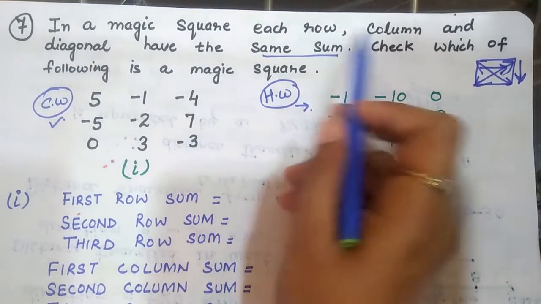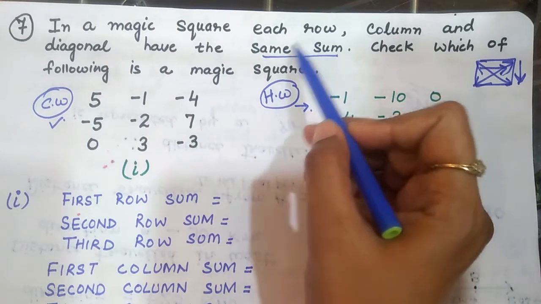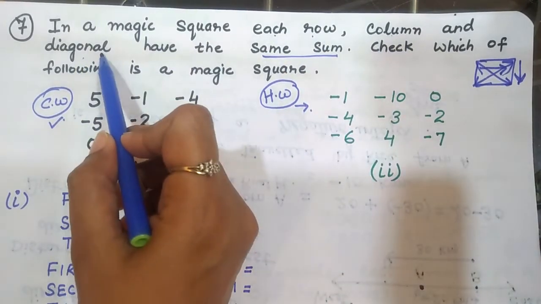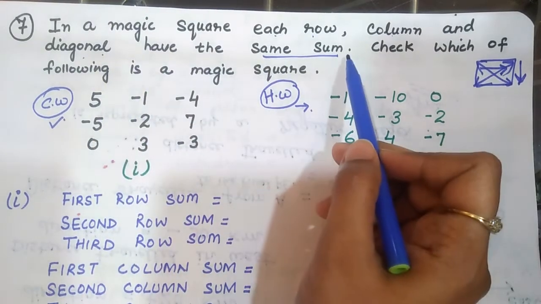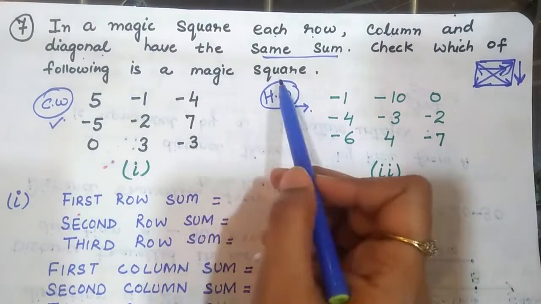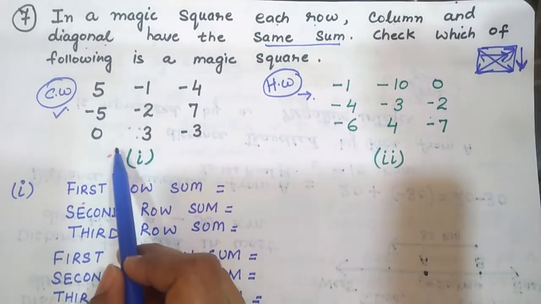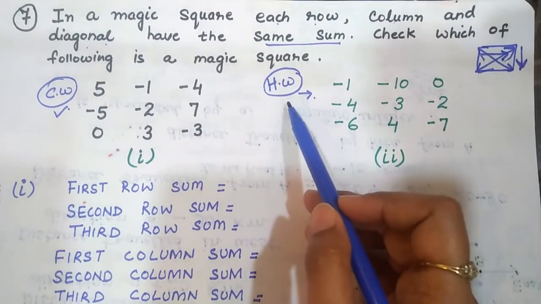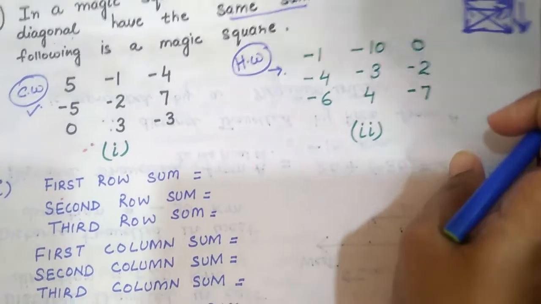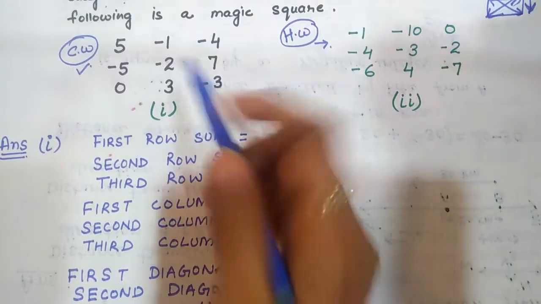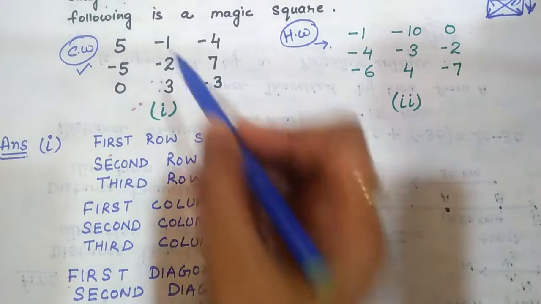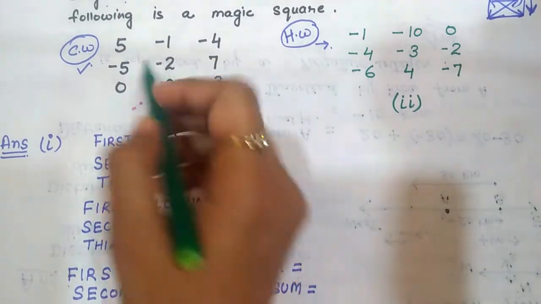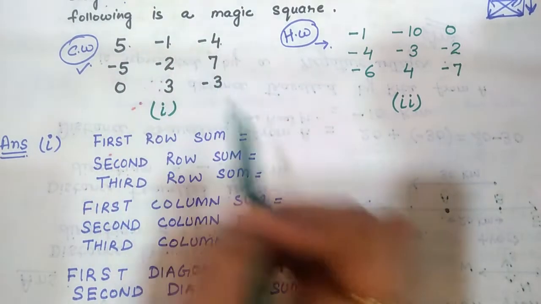So the property of a magic square is that the sum of every row, every column and both the diagonals is the same. Check which of the following is a magic square. There are two questions. One is this and second is this. One I am solving here and second is homework for you. So see this square. The first row sum. First row is this.